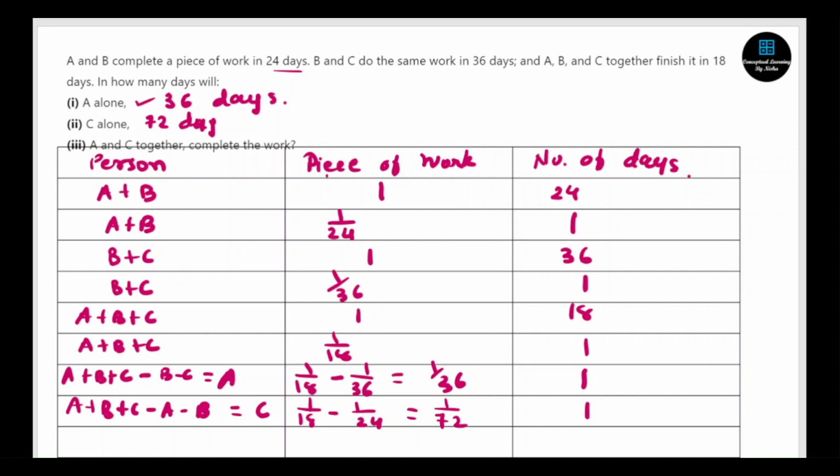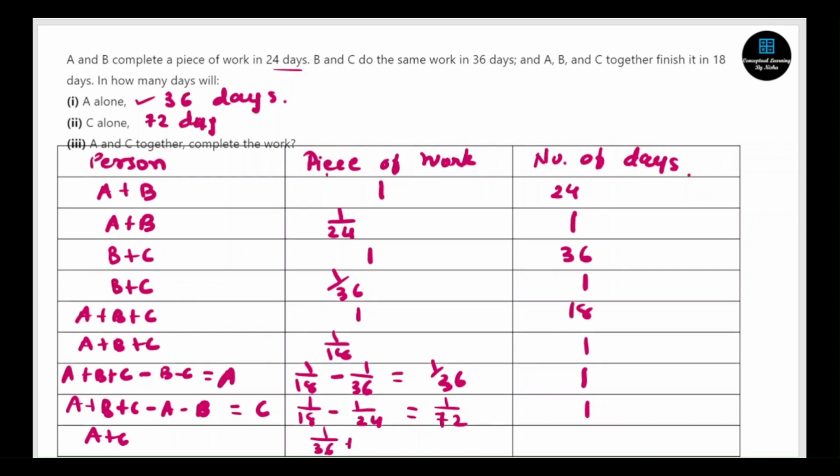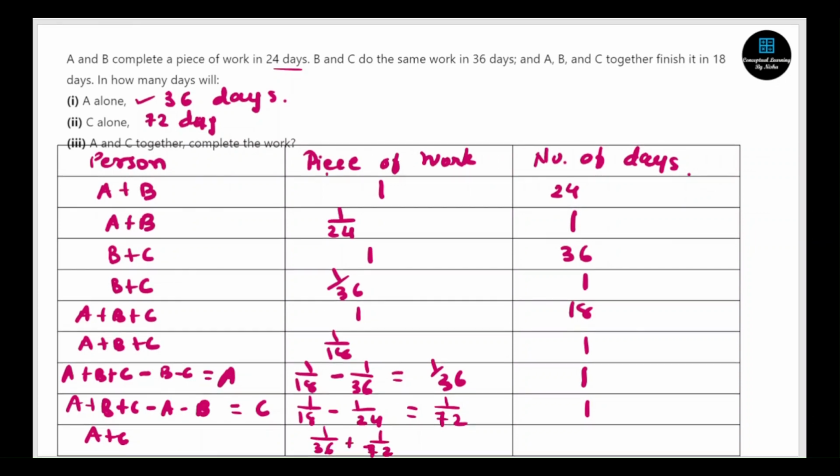That's very simple. And now they are saying A and C together. So A plus C gives me how much? We have these two values, right? 1 over 36 plus 1 over 72, and when I simplify, I'll get 1 over 24, correct? This is for one day. So they can complete the work in 24 days together. Please write your final answer properly in statement form. Alright? Okay.